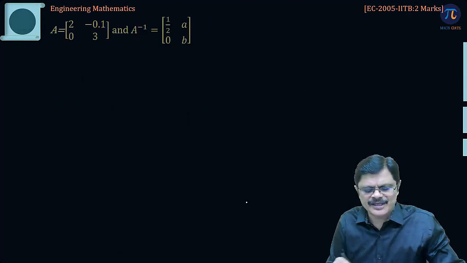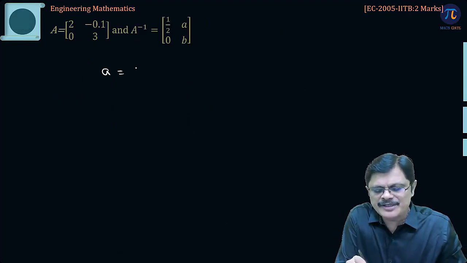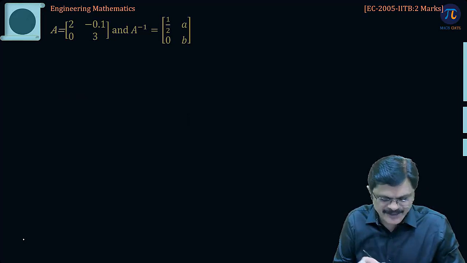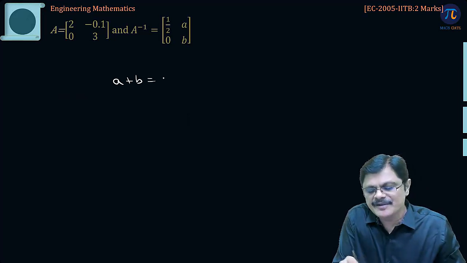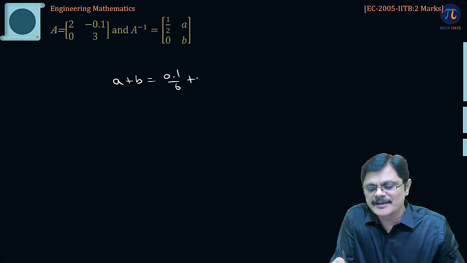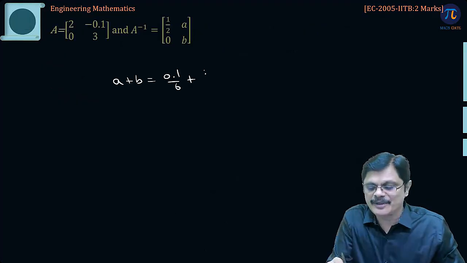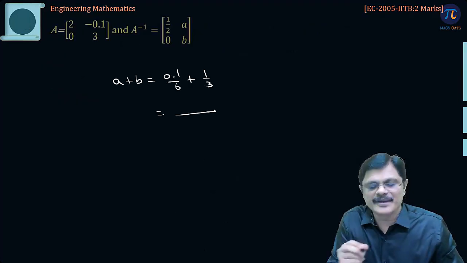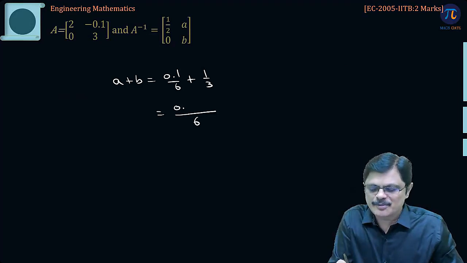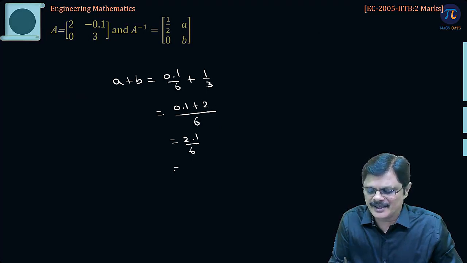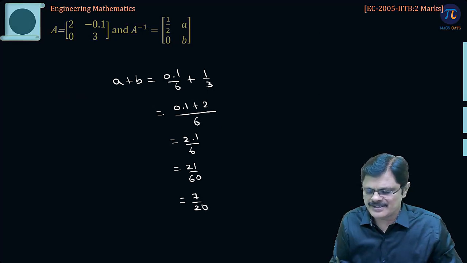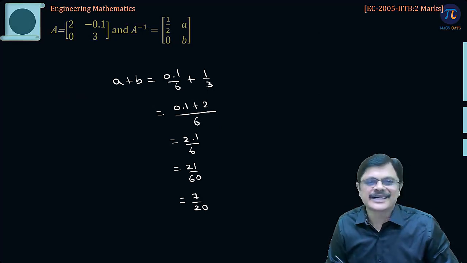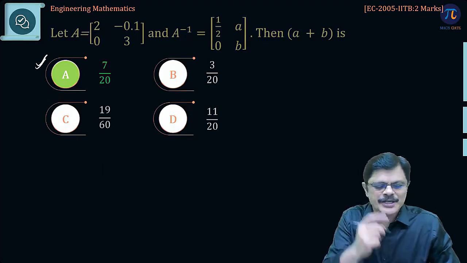I think I have one more slide here. A value you got, so let us directly write down A plus B. What is A plus B? It is 0.1 by 6 plus B, and B value is 1 by 3. When you take the LCM, the LCM is nothing but 6, which gives 0.1 and here it is 2. So 2.1 by 6, that is 21 by 60. 3 sevens are 21, 3 twenties are 60. So 7 by 20 is the correct answer, which is option A. Option A is the correct answer.